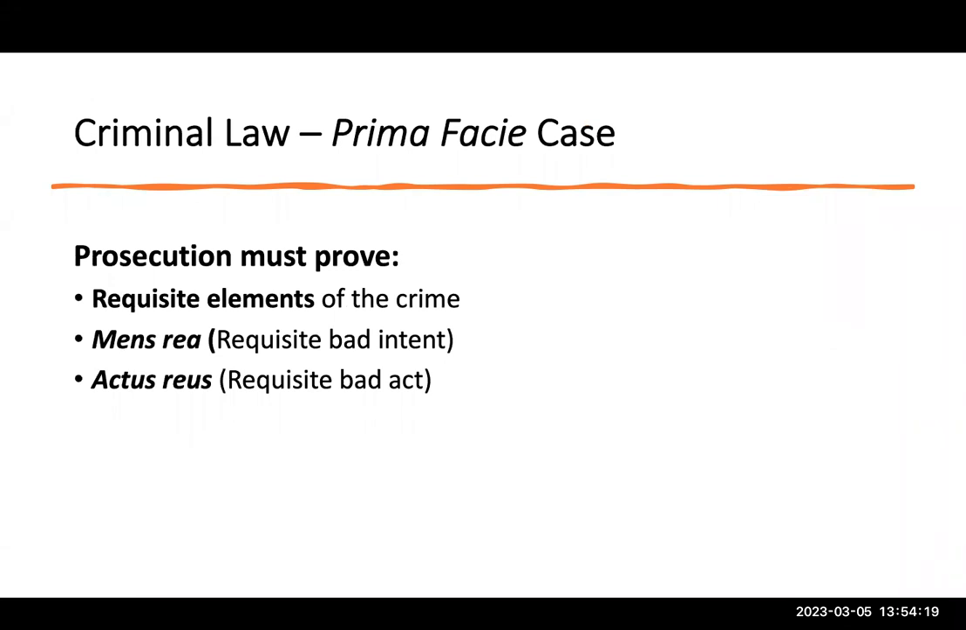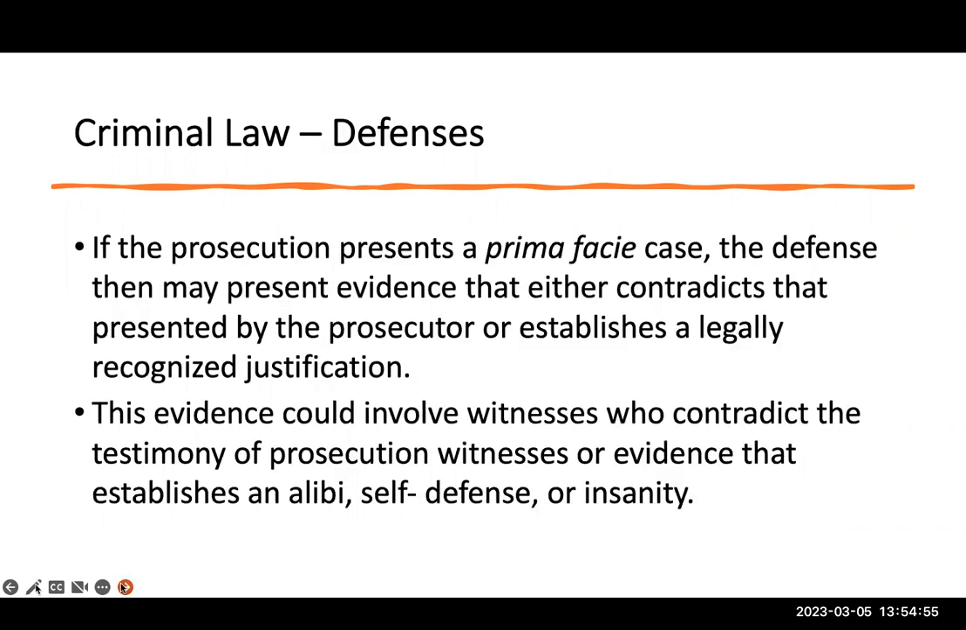In a criminal law case, we have two elements that must be present in every case. Of course, you have to have the bad act, but you also have to have the bad intent. And we have the Latin terms mens rea and actus reus. Again, without a bad act, you usually do not have a crime, although you could have an attempted crime, the attempt being the bad act. But again, you have to have the bad intent. If that bad intent is not present, we don't have criminal activity.